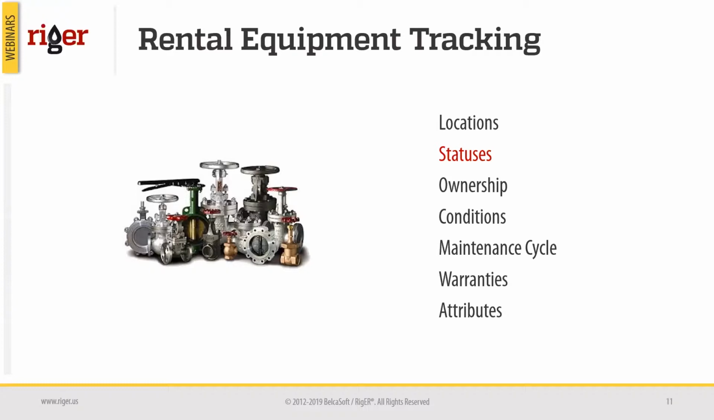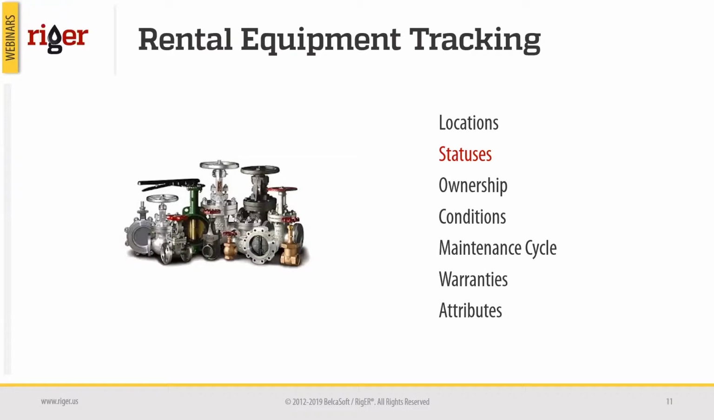Another thing could be the ownership. Is it our own equipment or is it subrental equipment, so the equipment belongs to our vendors? Another thing could be conditions. Some of the units, for example rig mats, lose condition during the job lifetime, reducing the quality of a particular item.